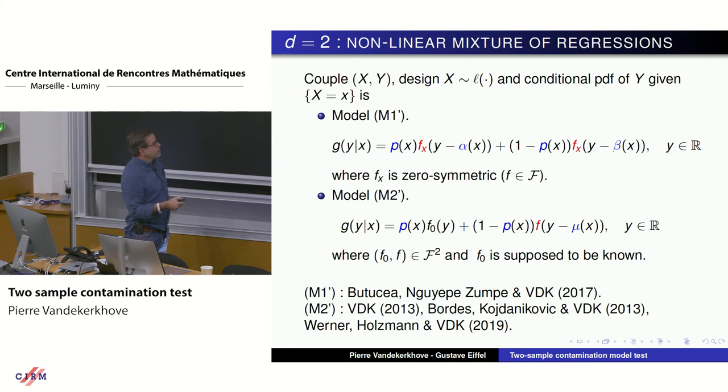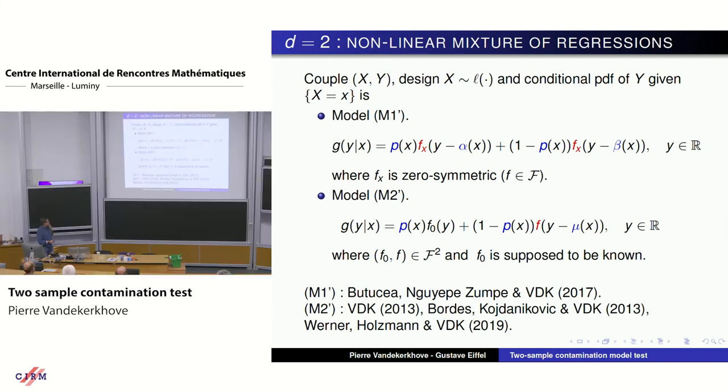Okay, and you can extend, of course, this approach again with a contamination model. So given f0 known, you mix it with an unknown distribution f, with an unknown location function mu of x, okay? And again, you can estimate everything in this kind of model with interesting rates of convergence.